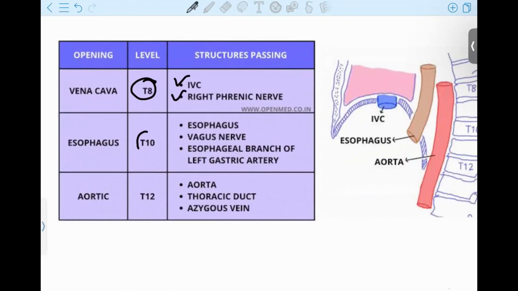And T10 is your esophagus opening. Here the esophagus, vagus nerve and also the esophageal branch of the left gastric artery are passing. And T12 is the aortic one. Only the aorta, thoracic duct and the azygos vein are passing. So these are T8, T10 and T12. Their contents, the structures passing through, are very, very important to remember.